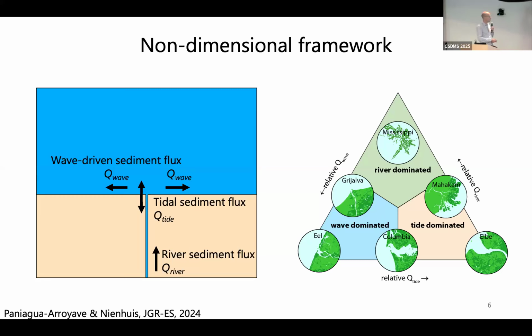And we developed this methods paper about formalizing this Galloway triangle of delta morphology that probably many of you know, into these three different sediment fluxes that define what makes a delta, right? This is a very simplified schematized delta, a river mouth with some incoming river sediment flux, some movement by tides back and forth, and some export of sediment away from the river mouth due to waves. And from those three different sediment fluxes, we can then cast them in this non-dimensional triangular framework.